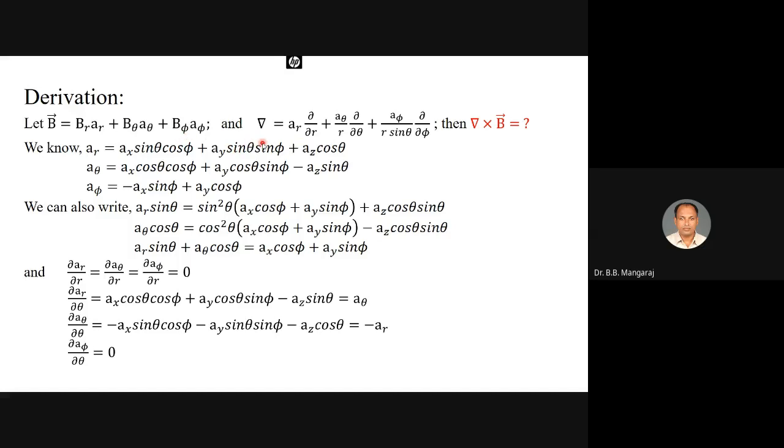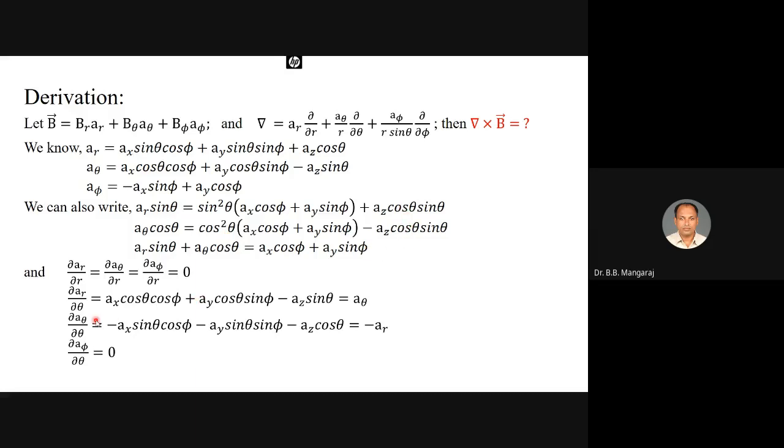The curl of vector B can be written like del cross B. That we need to find out. Here a_r, a_theta, a_phi can be expressed in terms of unit vectors in Cartesian coordinate system like this. These are simple expressions available in textbooks. If you multiply sin theta here with a_r, we get this expression. If we multiply cos theta with this a_theta, we get this expression. If we add these two expressions, then we get a_x cos phi plus a_y sin phi, because sin square theta plus cos square theta is 1, and these two terms cancel each other.